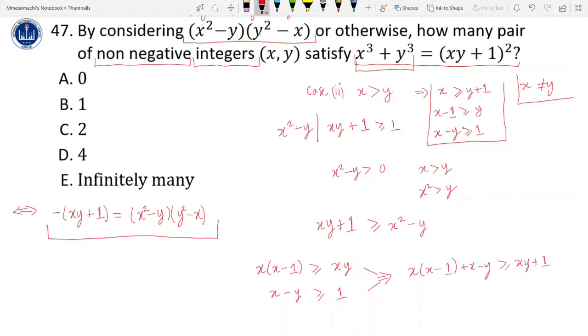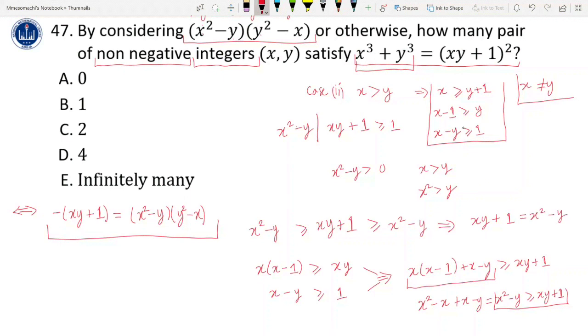plus 1. Okay, and so we can expand this, or rather we can simplify it. This is x squared minus x plus x minus y, which is equal to what? X squared minus y, and this is greater than or equal to xy plus 1. Okay, so let's put this here. So we have that x squared minus y is greater than or equal to xy plus 1, which is also greater than or equal to x squared minus y. So what does this imply? It implies that xy plus 1 is equal to x squared minus y. Okay, so let's work on that.